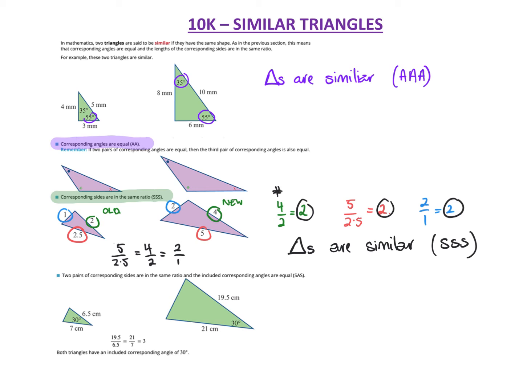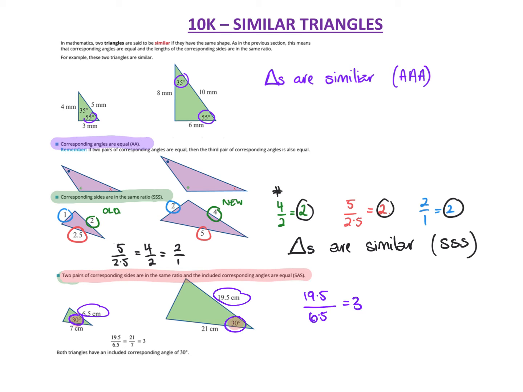Okay, and then the last reason we can say triangles are similar is when two sides of the triangle are in the same ratio and the angle in between them is the same. We can see straight off, reading, we've both got 30 degrees. So the angle's the same there. Then we check if the corresponding sides are in the same ratio, meaning would they produce the same number? So if I do 19.5/6.5, I get 3.